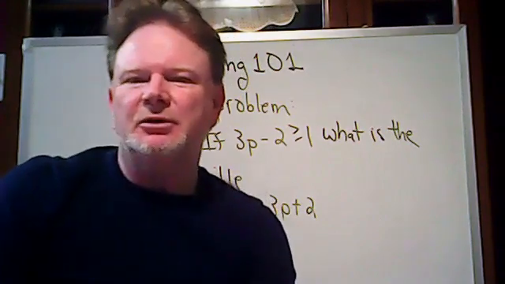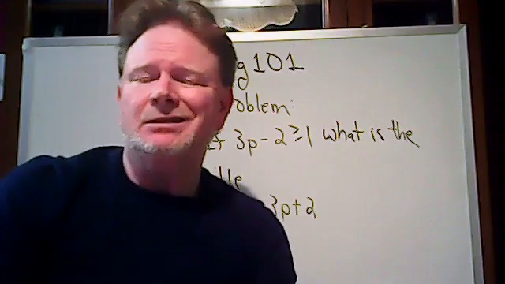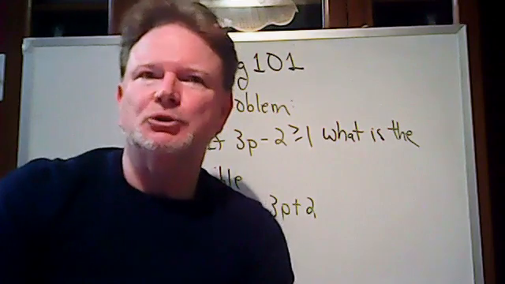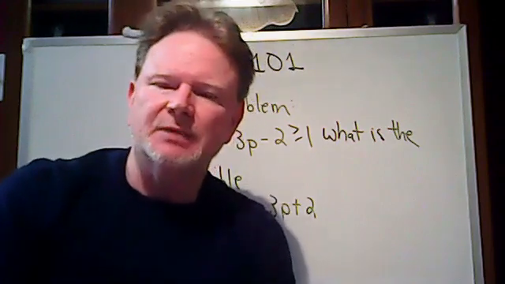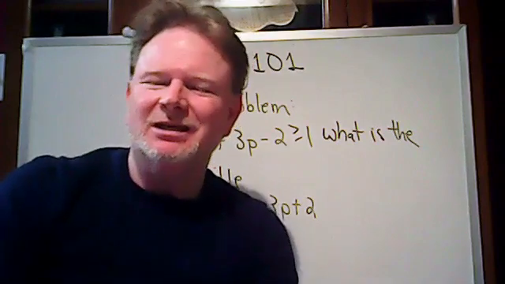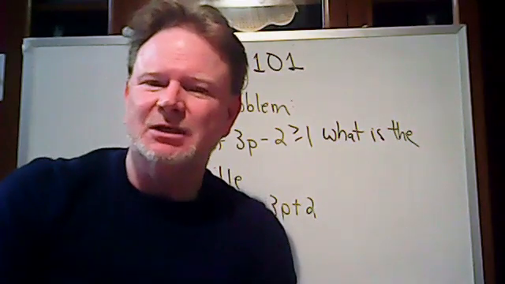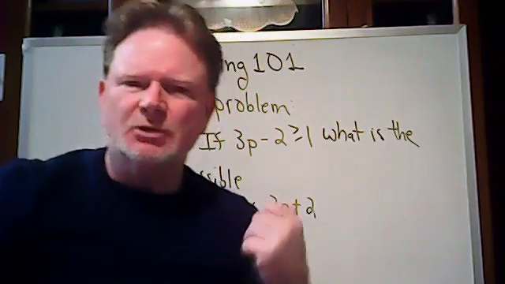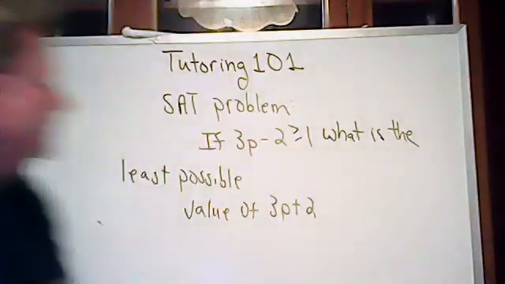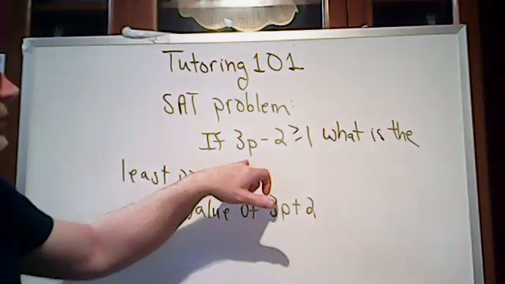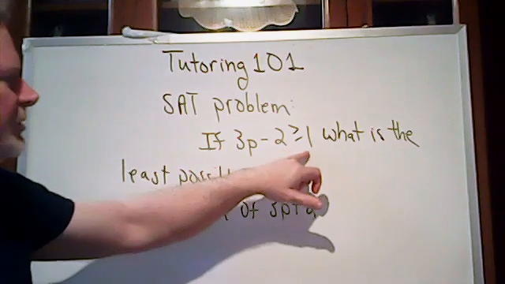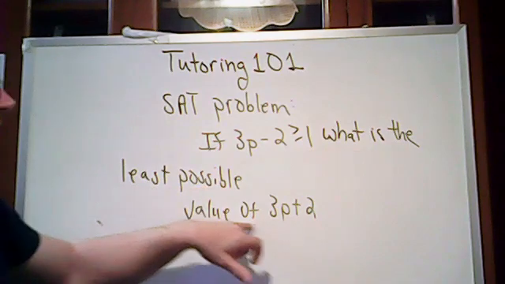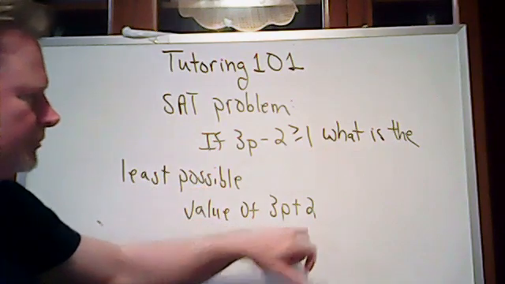There's a problem behind me written on the whiteboard that's a typical ACT SAT problem, but it's not the typical way that we see it in our Algebra 1, Algebra 2, or pre-calc class. So to get good at taking the SAT and ACT exams, we need to see how they're going to ask the question and how we're going to get it right. So this particular problem says if 3 times p minus 2 is greater than or equal to 1, what is the least possible value of 3p plus 2?